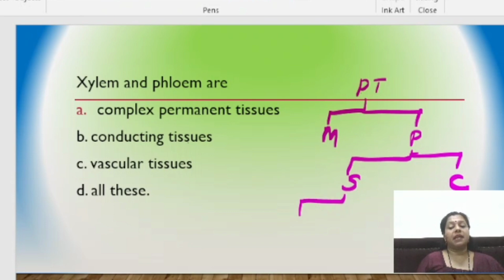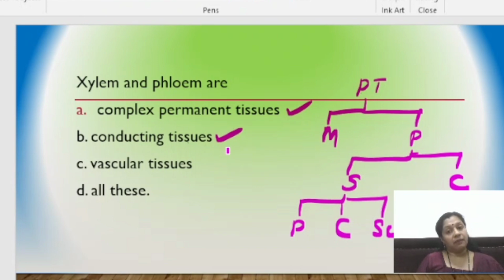Simple tissues have similar type of cells. They are 3 types, parenchyma, collenchyma and sclerenchyma. Whereas complex tissues are xylem and phloem. So here xylem and phloem are complex permanent tissues. It's the correct option. But let us see the other options also. Conducting tissues. Yes, xylem and phloem are also called conducting tissues because they help in conducting different substances. That is, xylem conducts water and minerals from the soil to the leaves, whereas phloem conducts prepared food to all parts of the plant. They are otherwise called vascular tissue. So all these 3 are correct. So the answer is all of these.